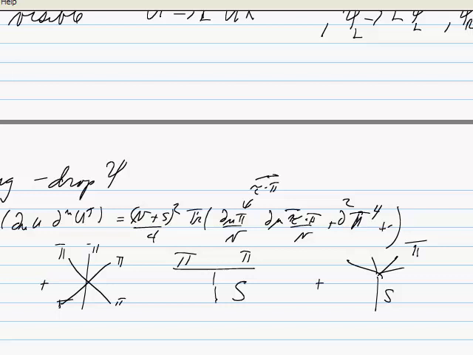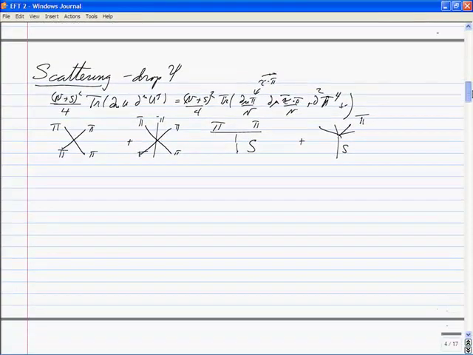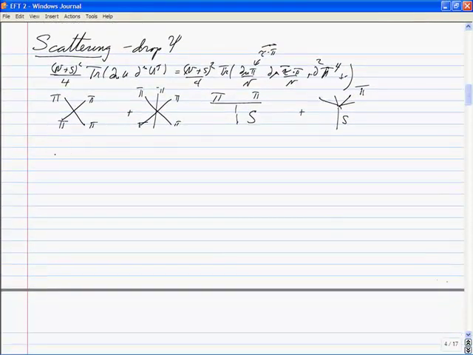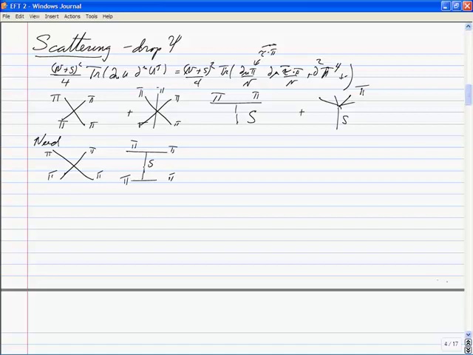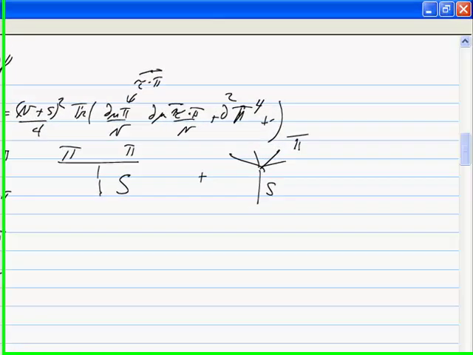But for what we're doing, we'd expect that the only things you need at tree level are this guy plus this guy. Okay, so there's pi, S, pi.